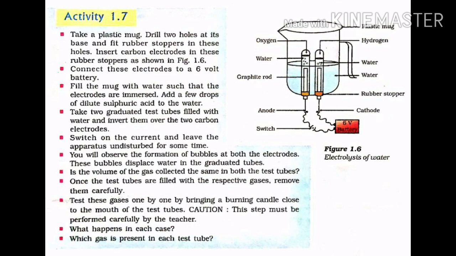For that, take a plastic mug, drill 2 holes at its base and fit rubber stoppers in these holes. Then insert carbon electrodes in these rubber stoppers. Connect these electrodes to a 6-volt battery. Fill the mug with water such that the electrodes are immersed. Add a few drops of dilute sulfuric acid to the water.